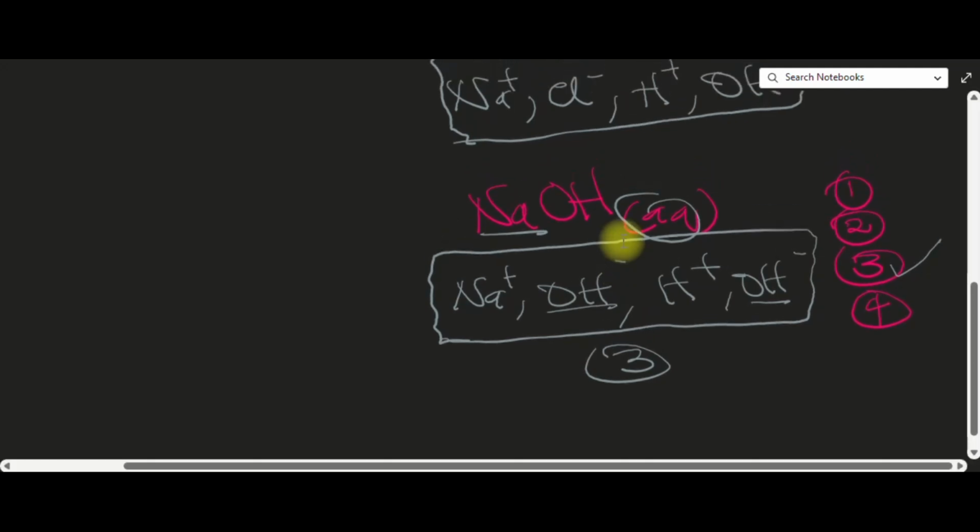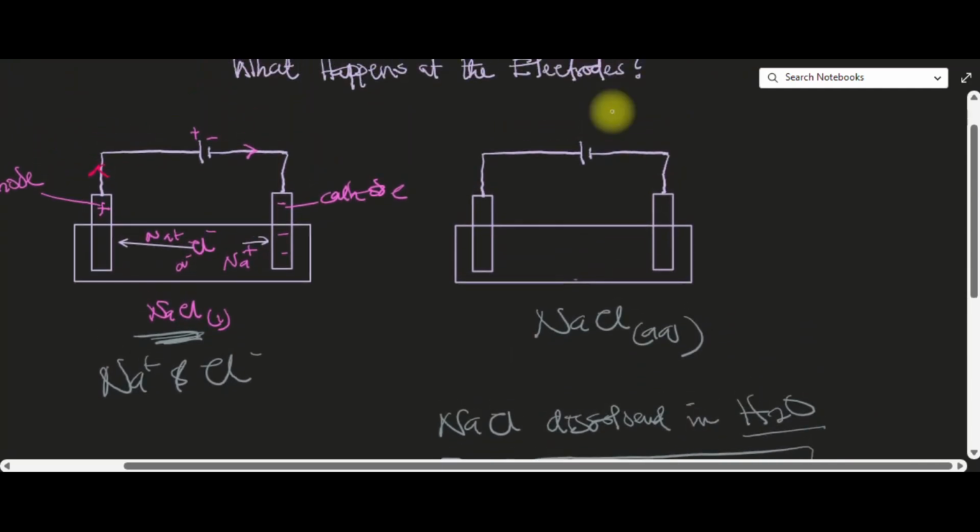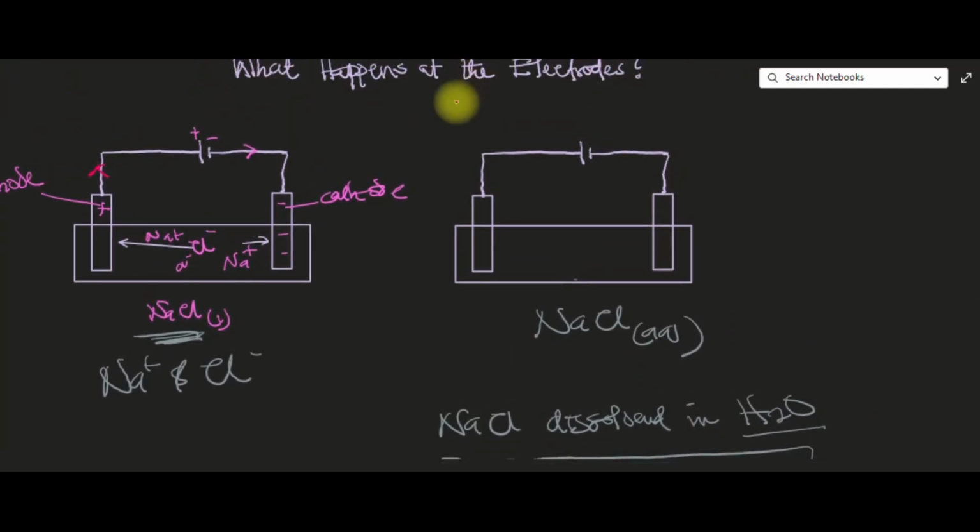Now, how do we determine which ion will go to the anode, which ion will go to the cathode? Let's label our anode and cathode. This is our anode and this is our cathode. Electrons will come from the battery to the cathode, and then electrons will go to the battery from the anode. I believe we can remember that now. Now, in our electrolyte, we have Na+, Cl-, OH-, and H+. So we have 4 types of ions present in the electrolyte.